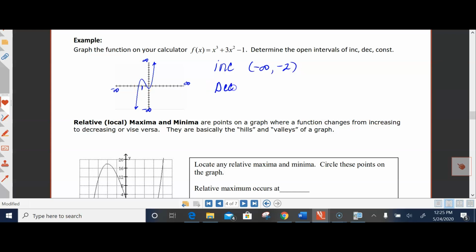Then it decreases, and it starts decreasing right here at negative 2 and stops at 0. But then it increases again, and it starts increasing at this 0 mark and stops at infinity. Put the union between those because I have more than one interval. Notice there are no brackets.